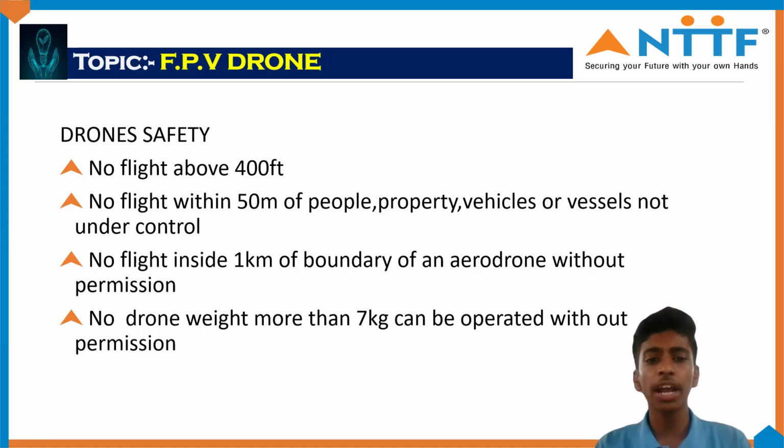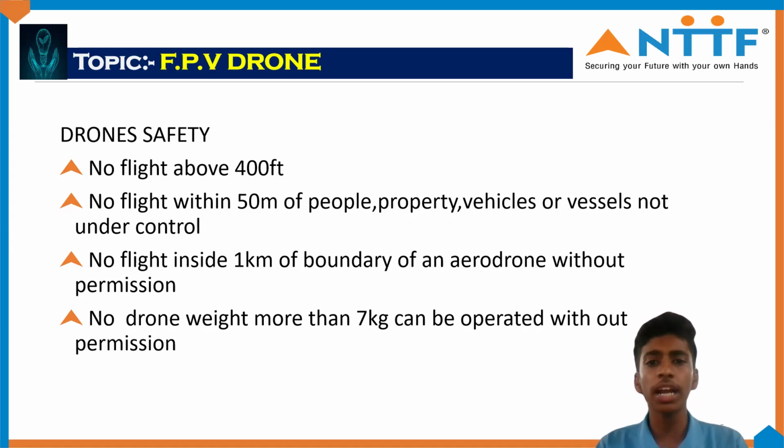The second one is no flight within 50 meters of people, property, vehicles, or vessels not under control, which means that while flying a drone within the area of 50 meters, people, vehicles, and any kind of obstacles should not be present, because at that particular time the sensor of the drone may not work, as it is the initial stage of flying. Also, in that area, if the drone encounters any obstacle, it will not detect it, and it may crash into that obstacle.